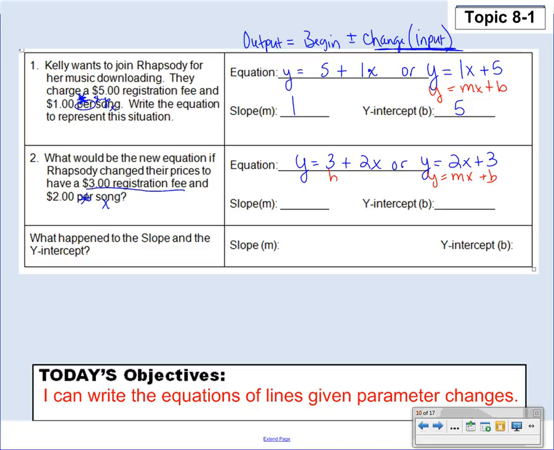I could have left it. Just recognize your m is always the number in front of the x. So our m is 2 and our b is 3.